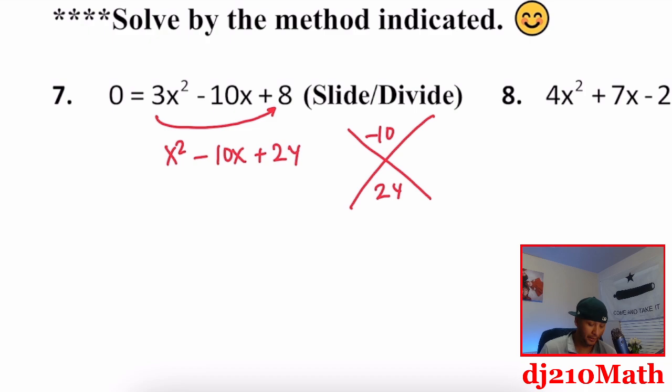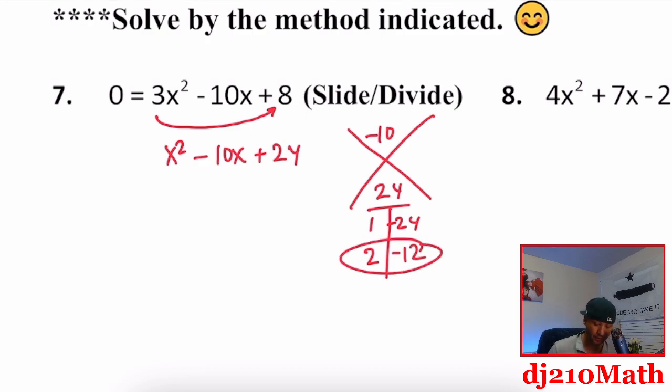If you can't guess, just start with 1 and 24. Always just start with the 1, because sometimes that's the one. Not in this case, but we need it to add up to a negative number. So the big one has to get the negative number. 2 and negative 12. Hey, look, that's it right there. 2 and negative 12. 2 times negative 12 is negative 24.